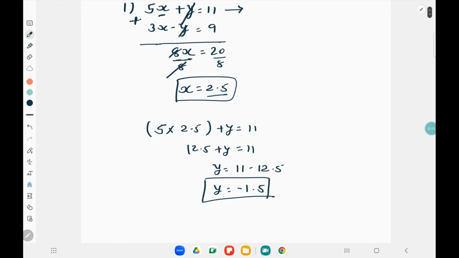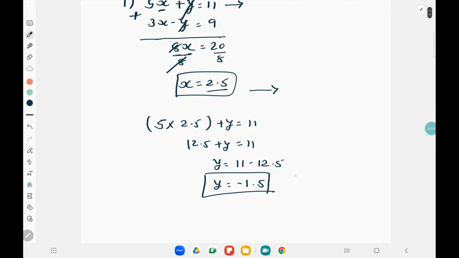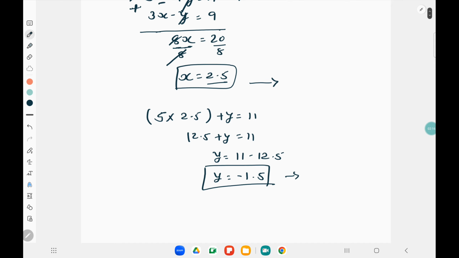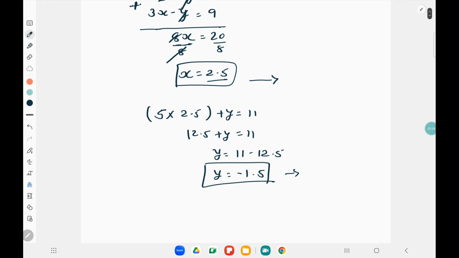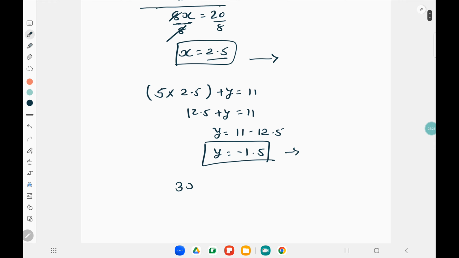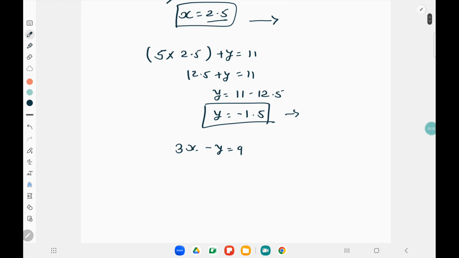We figure out whether this answer of the x and y value is correct or not. So we take either one equation, first equation or second equation. Let's take the second equation: 3x minus y equals 9, right? Now we know the x and y value. So I replace those values and then find out whether they give 9 on both sides or not. If it gives 9 on both sides, then our answer is correct. So 3 times 2.5 minus 1.5, which is the y value.